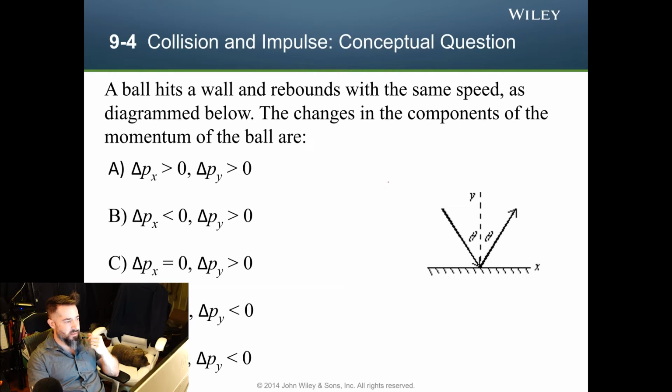Okay, a ball hits a wall and rebounds with the same speed as diagrammed below. The changes in the components of the momentum of the ball are... So again, we've looked at everything in one-dimensional at this point. This is a two-dimensional problem. It's moving in the x and the y. So again, you're going to have to break things up into x and y components, solve them individually.